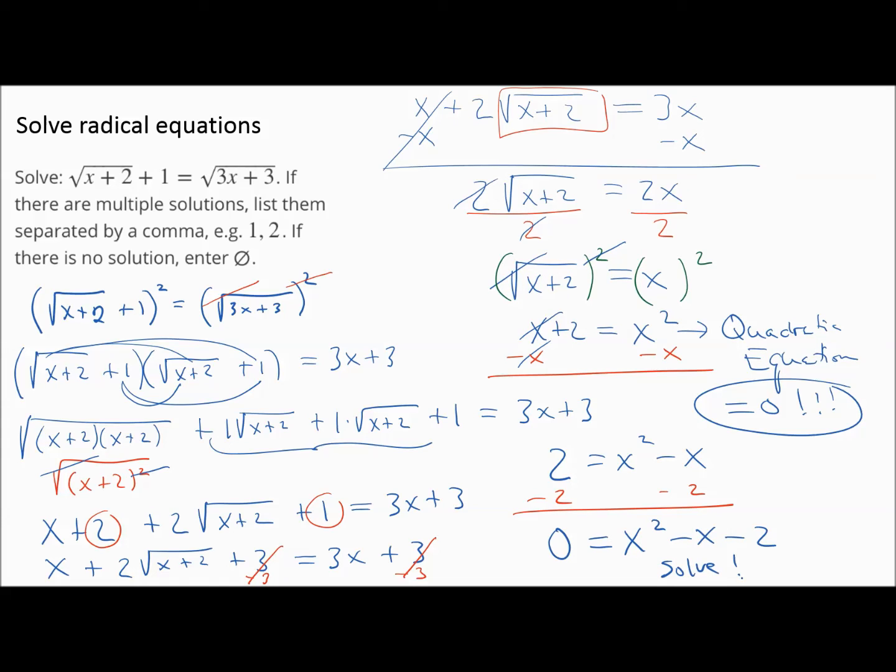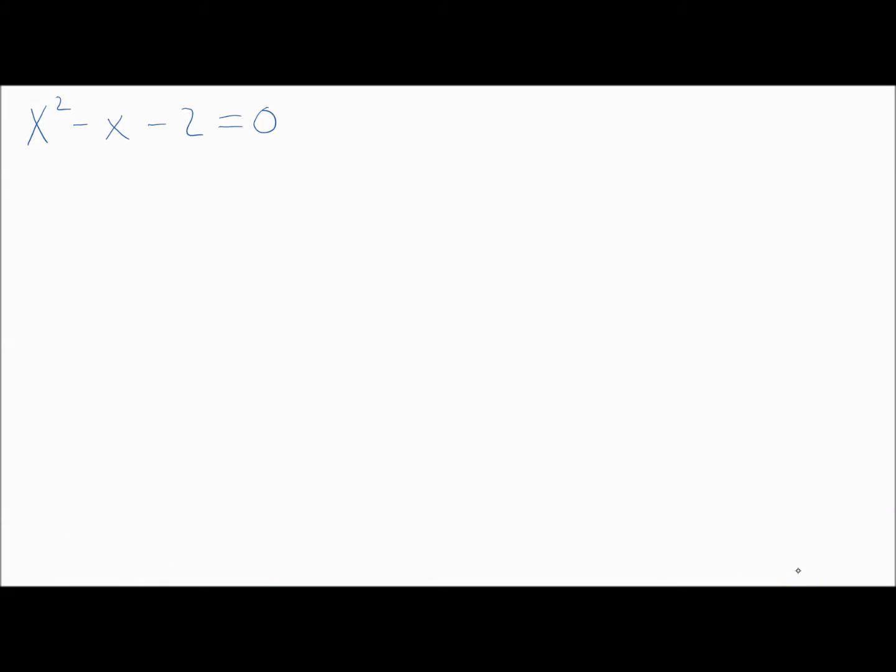I'm going to go to another page to do that so we have more room. Okay, so I've added another page, and so here we are, 0 equals x squared minus x minus 2. Now, look, I wrote it the other way with x squared minus x minus 2 on the left and 0 on the right. You can do that anytime you want. We're trying to solve x squared minus x minus 2 equals 0.